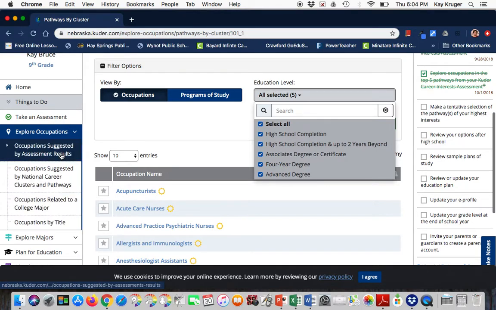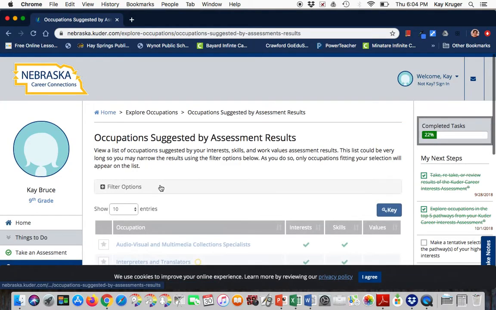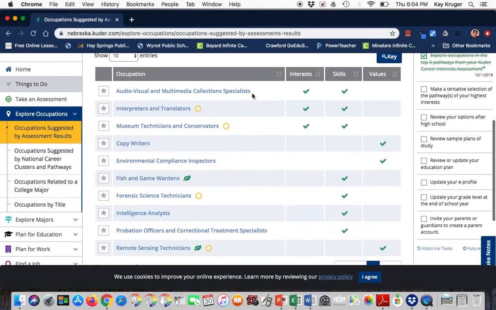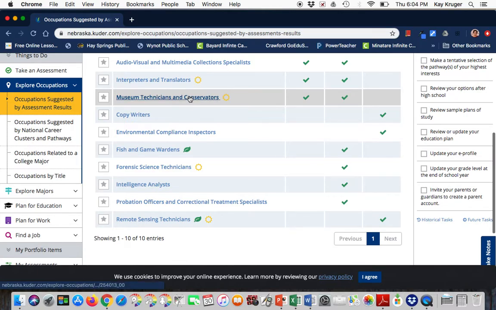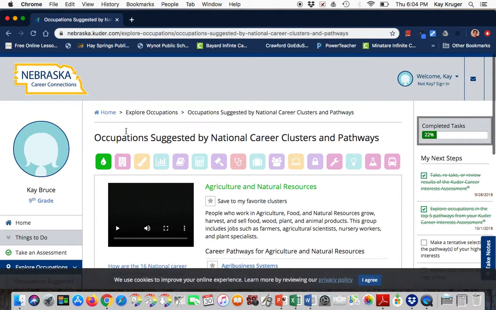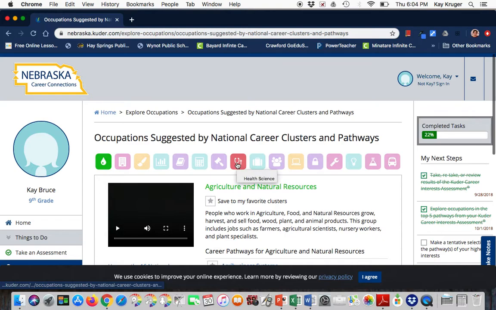You can also look by your assessment results. And my assessment results showed several different career pathways that I might look at. And I could look at information here and click on any one of these, and it would take me into that career. Another great way to look at it is by career clusters. So over under Explore Occupations, occupations suggested by career pathways. And maybe I am interested in health services, so I can find that in one of these 16 different career pathways. Finance is in there, education, human services is in there, information technology is in there, agriculture, architecture, you can see all of those different ones.